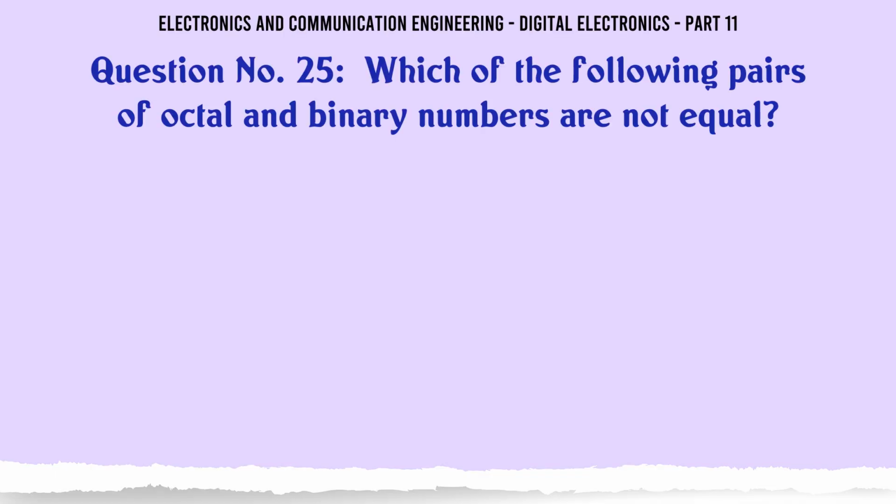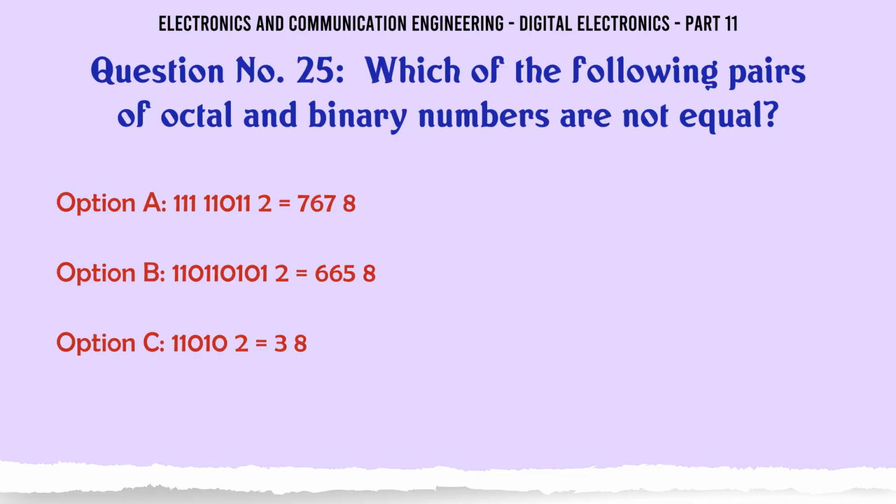Which of the following pairs of octal and binary numbers are not equal? A, 111110112 and 767 in base 8. B, 110110101 and 665 in base 8. C, 11010 and 23 in base 8. D.